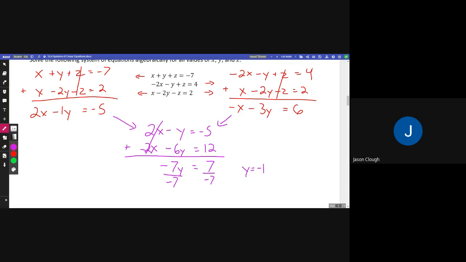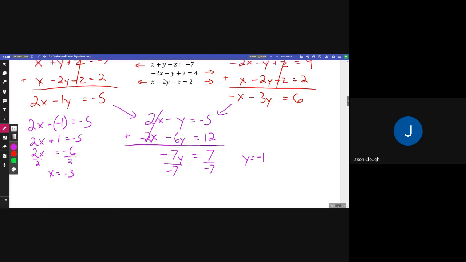Just as a quick solution to find x, I'm going to plug -1 into here. So this just turns into a +1 equals -5. Subtract the 1 over, and I get 2x equals -6. And I get x equals -3. So far I have x equals -3 and y equals -1.